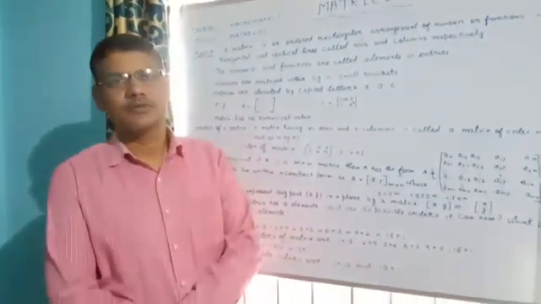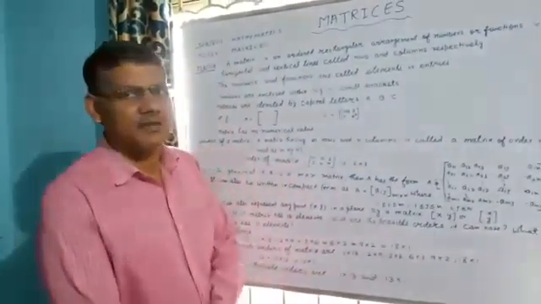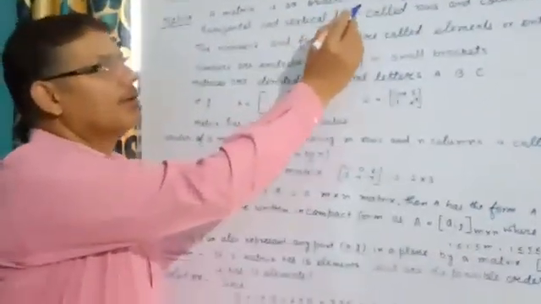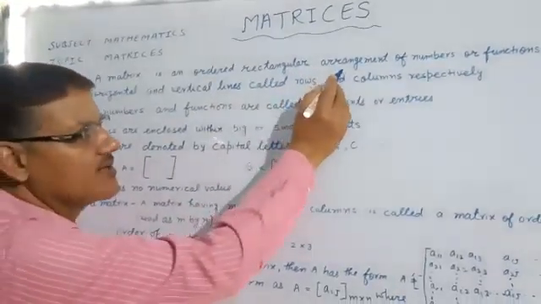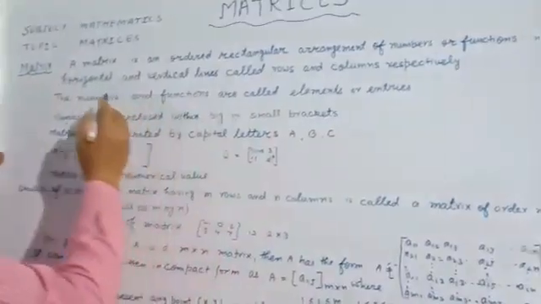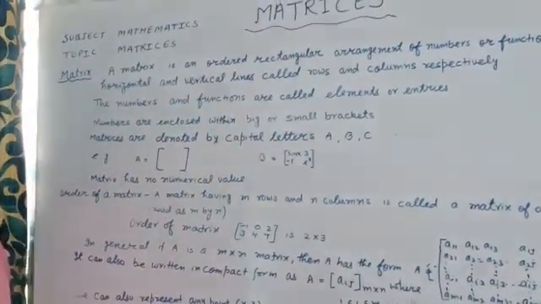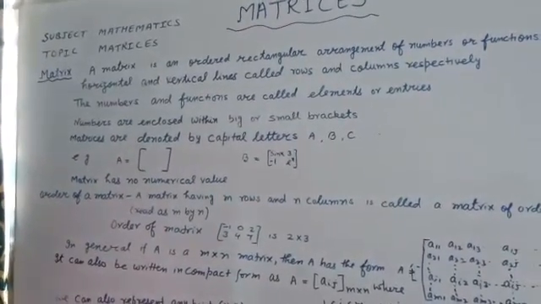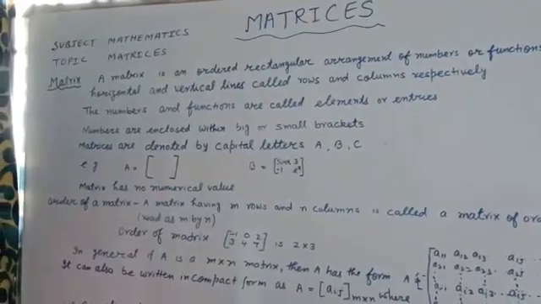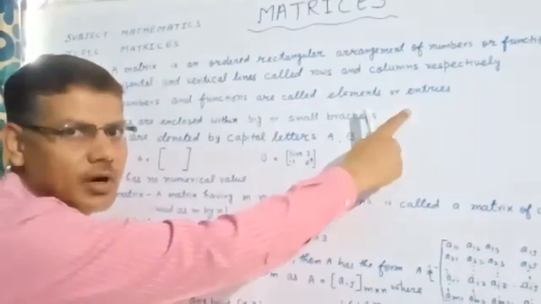Now we are going to start with the concepts of matrices. Just we start from the definition. Matrix. A matrix is an ordered rectangular arrangement of numbers or functions in horizontal and vertical lines called rows and columns. The numbers and the functions used in matrices are called the elements or entries of the matrix.